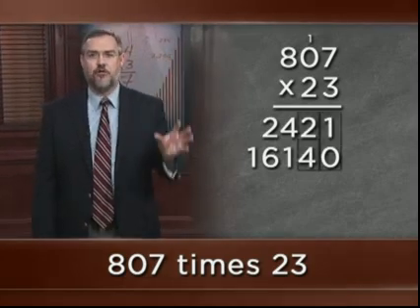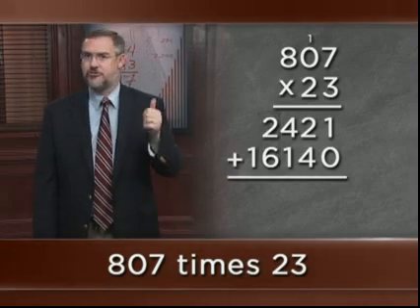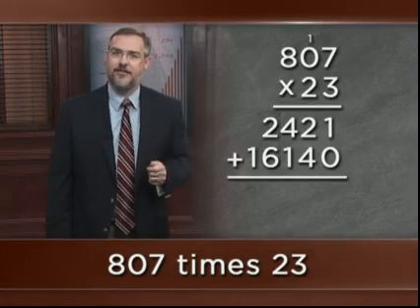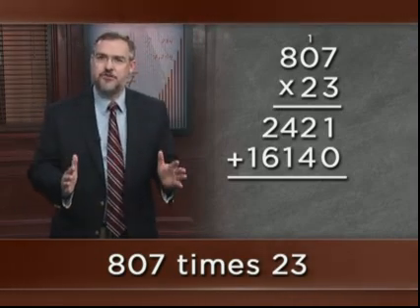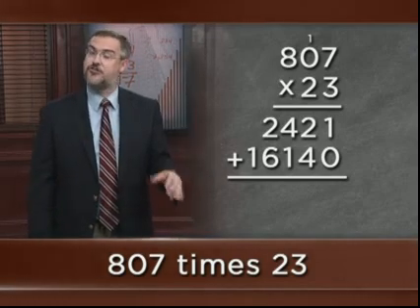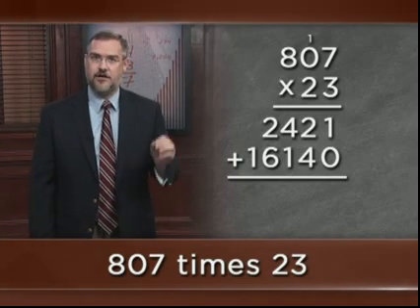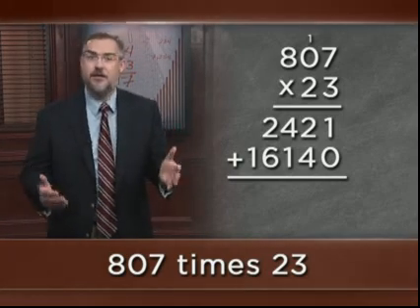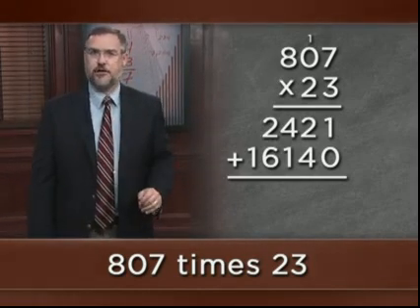Now, again, if we were very careful about it, and I've been very careful on my work, the alignment is perfect. It's very, very important because I now need to add these two numbers, 2,421 and 16,140. And since they're lined up so nicely, I'm all ready to go to do the addition. And so now I just add these two numbers, one column at a time, and just do them from right to left. And when I do it, it goes pretty quickly here.